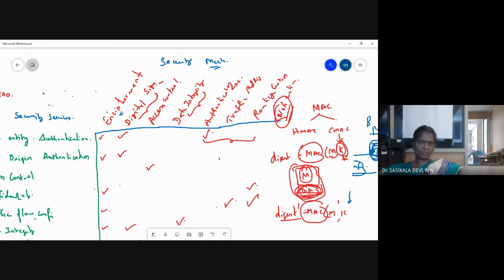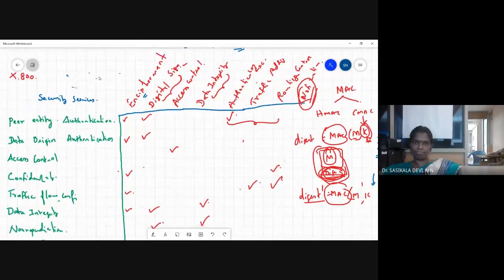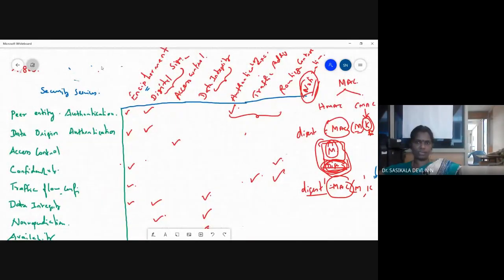So there are different mechanisms. The most common mechanisms are encipherment, digital signature, access control mechanism, and data integrity mechanisms. All these four are very common mechanisms for providing various services. And we have authentication exchange, traffic padding, routing control, and notarization. So these are the security mechanisms to provide some specific services. Clear? Any doubts?